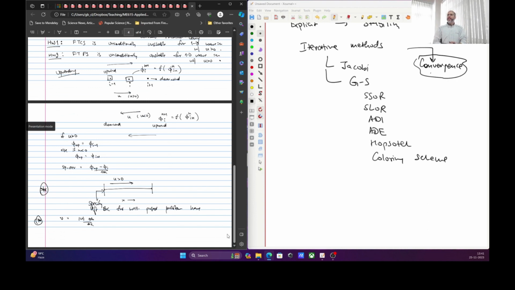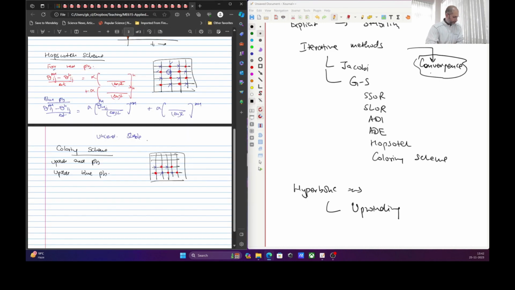So depending on the direction of wind or velocity, we will decide which terms or how to discretize terms in the convection term. Okay, so that was the major idea in this. So let's write hyperbolic equations, and here the major idea was upwinding. Sorry, 19.